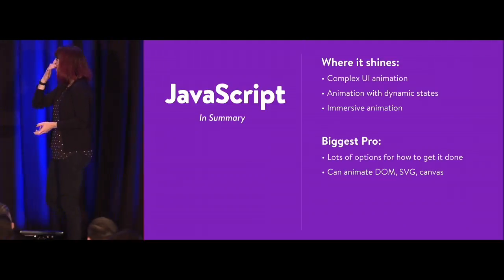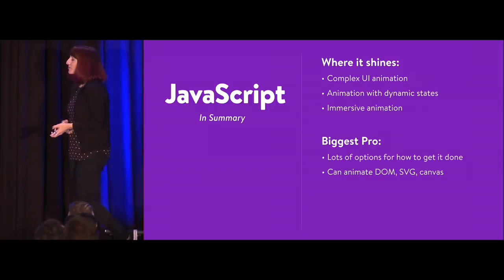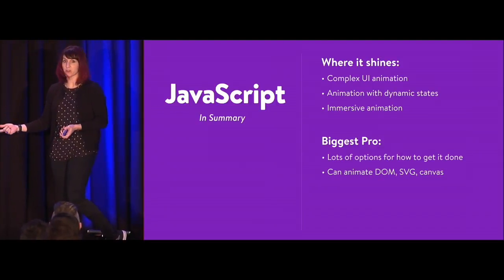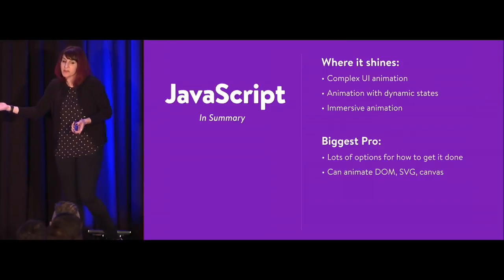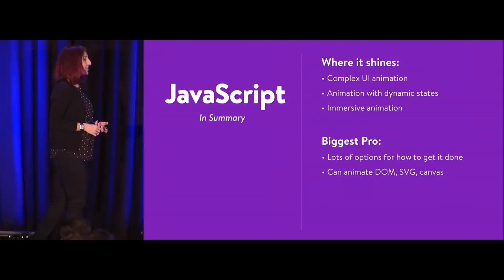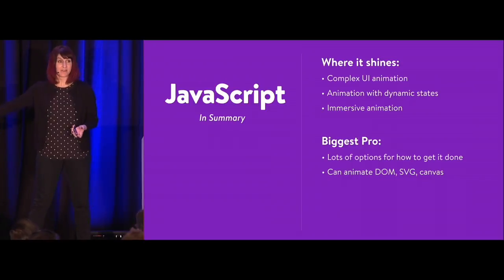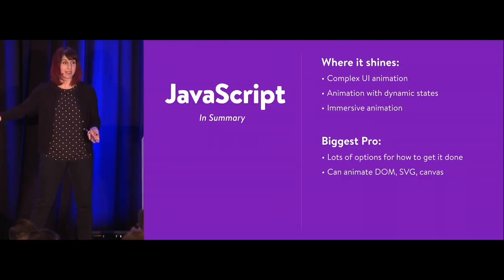The biggest pro from working with JavaScript is that there's so many options to get things done. If you don't like one animation library, there's like 50 others for you to choose from, so you're not tied to one if you don't want to be. And it has the magical ability of being able to animate DOM elements, SVG elements, canvas elements. Is there anything JavaScript can't do? Didn't think so.